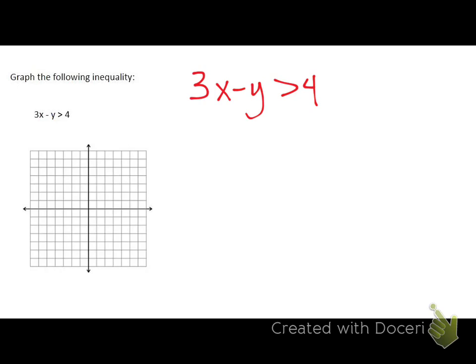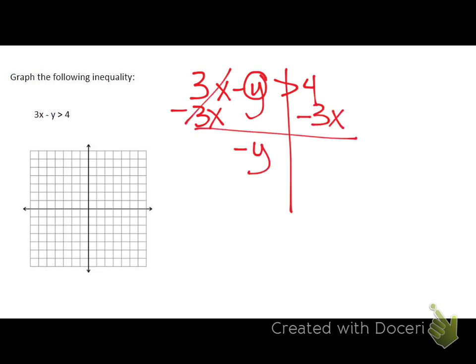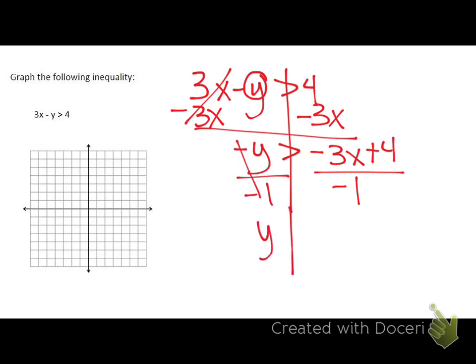So we're going to get the y by itself. How do I do that? Minus 3x. So I have negative y is greater than, what do I bring down? 3x plus 4. Divide by negative 1 on each side. When I divide by negative 1, the sign flips. Negative 3 divided by negative 1 equals 3x. Then 4 divided by negative 1 is negative 4. Now I'm ready to graph, correct?